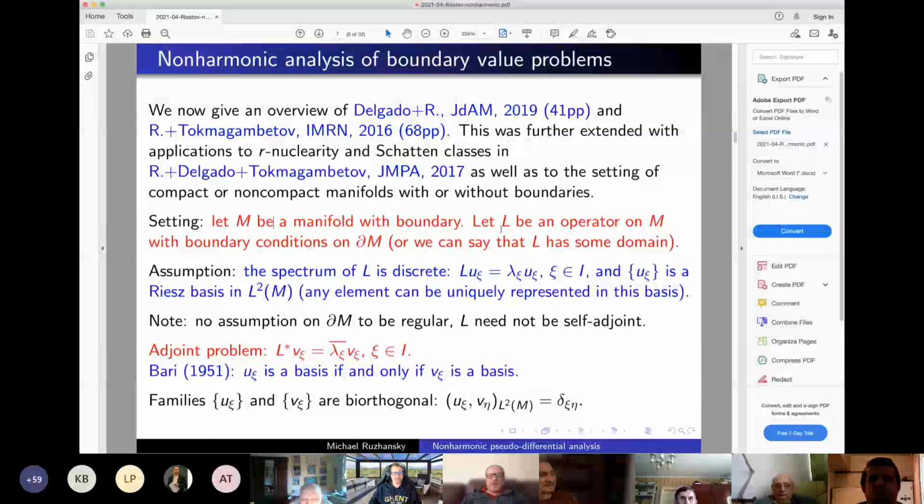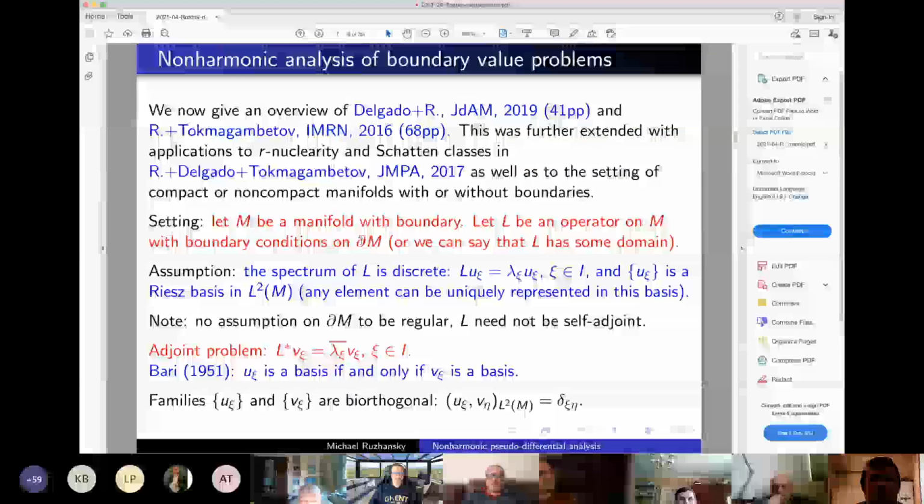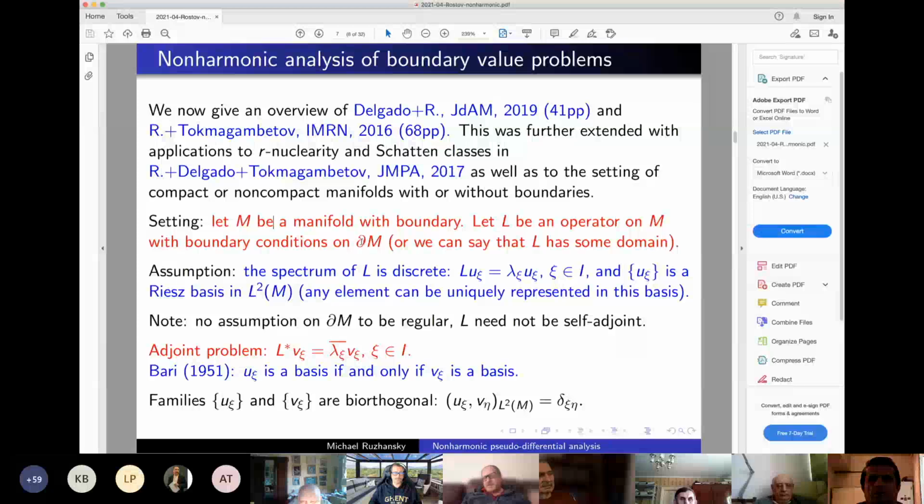And we consider an operator L, some operator with some boundary conditions. So if there is a boundary, we can talk about boundary conditions. If we don't have a boundary, we can still talk about the domain of this operator, even without boundary conditions. So we fix some manifold, some domain, and some operator.